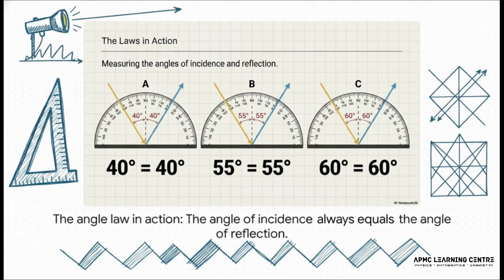And you can see that first law right here in action. It doesn't matter what the angle is. If light comes in at 40 degrees relative to the normal, it's going to leave at 40 degrees. If it's 60, it leaves at 60. It's this perfect, predictable geometric symmetry every single time.